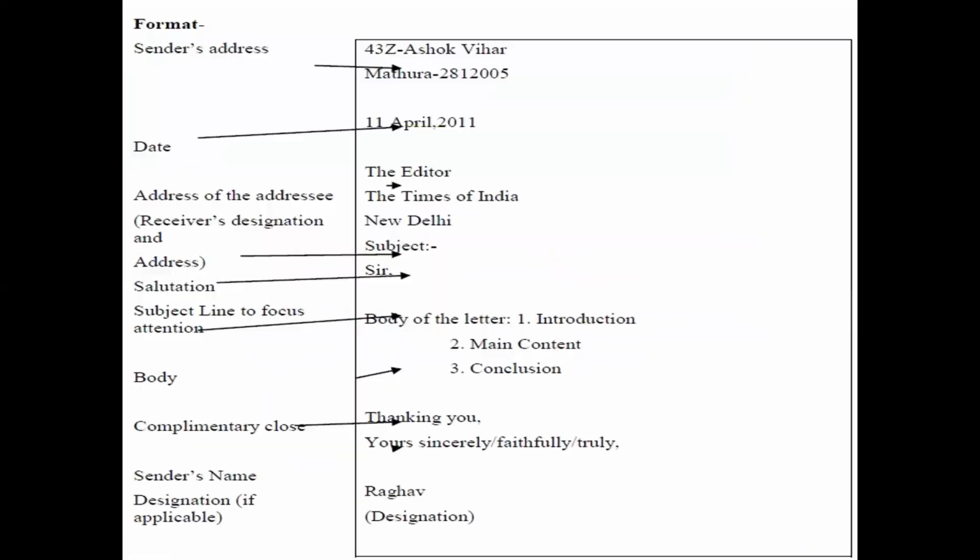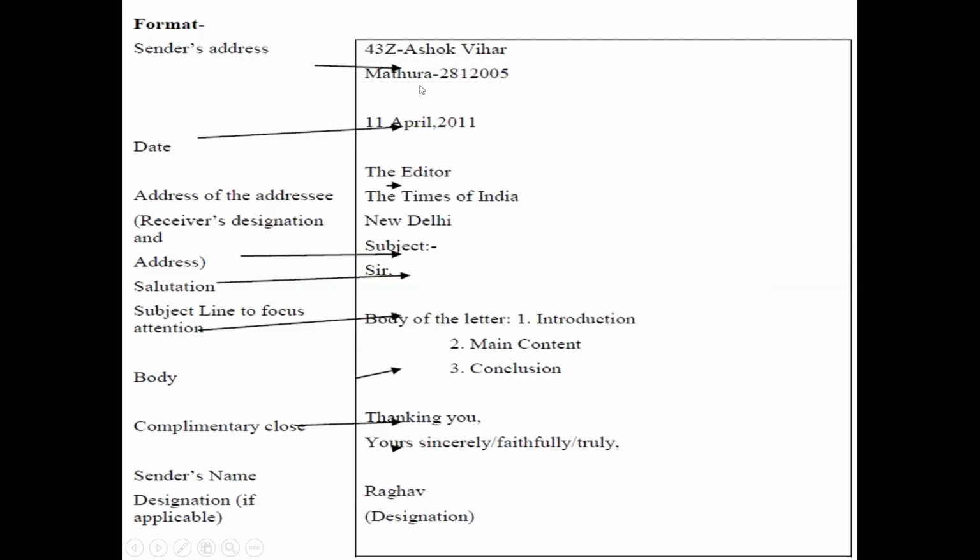Now this is a sample of a formal letter. Look here, the sender's address is written on the left side of the page. And here the sender's address doesn't include the name of the person who is writing the letter, only the address part. After that, you have to leave a space, which is followed by the date. Look at the date format: 11 April, comma, 2011. Here, the punctuation mark comma is used after the month.